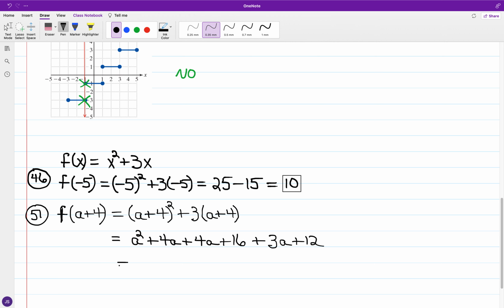And consolidating the terms, a squared is the only second degree term. For the first order terms in a, we have 4a plus 4a is 8a, and 8a plus 3a becomes 11a. With the constants, we have 16 and 12, and those will add up to 28. So we end up at a squared plus 11a plus 28.